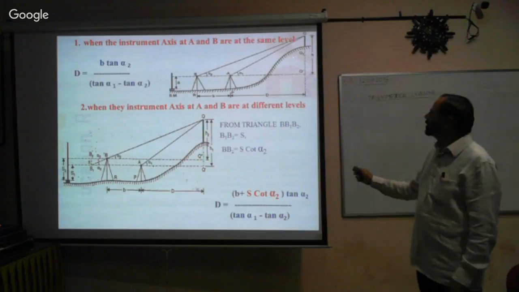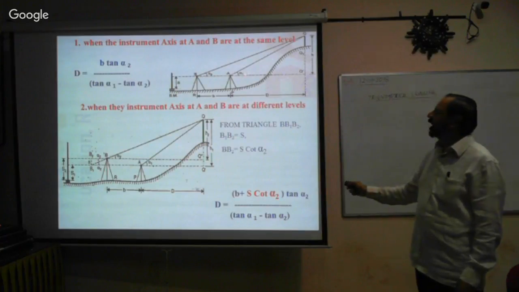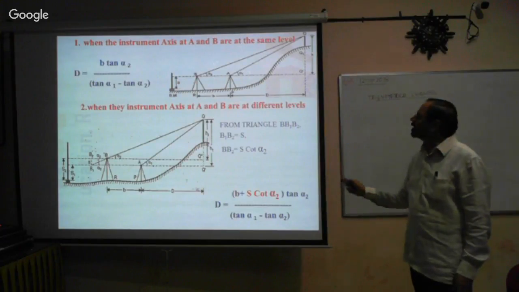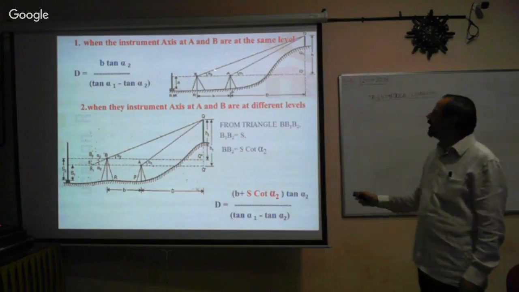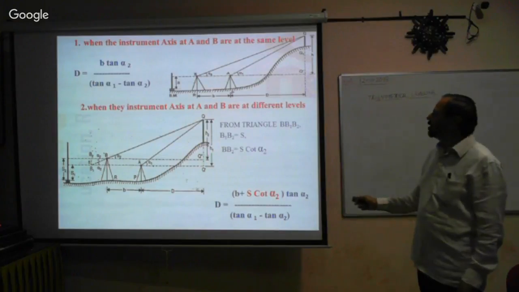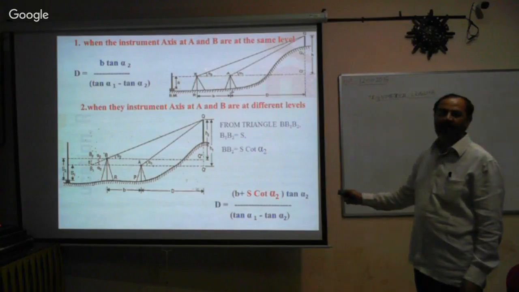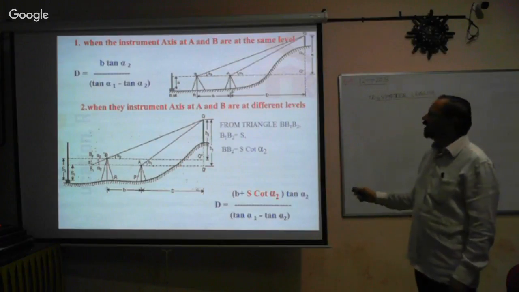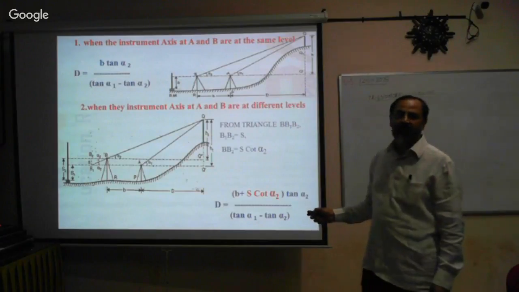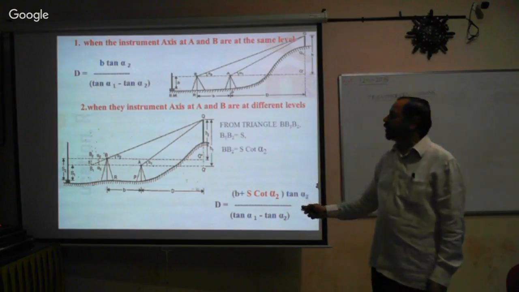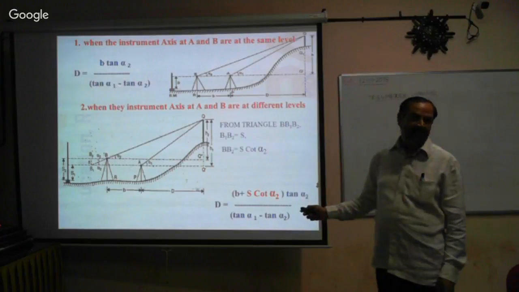Therefore, considering the first triangle, that is alpha 1 angle, H is equal to D tan alpha 1. And similarly, considering the second triangle, that is Q B Q dash, H is equal to B plus D tan alpha 2. Now H is the same in both the triangles, equate them, then find out the D. D can be calculated from this formula, that is B tan alpha 2 divided by tan alpha 1 minus tan alpha 2. We can calculate from this equation.